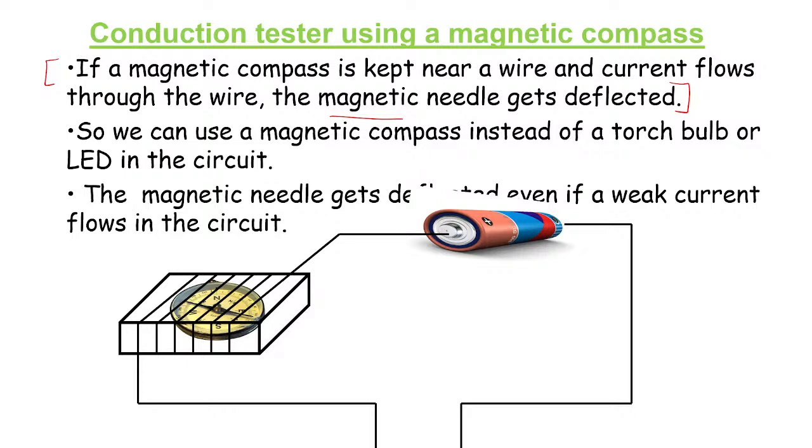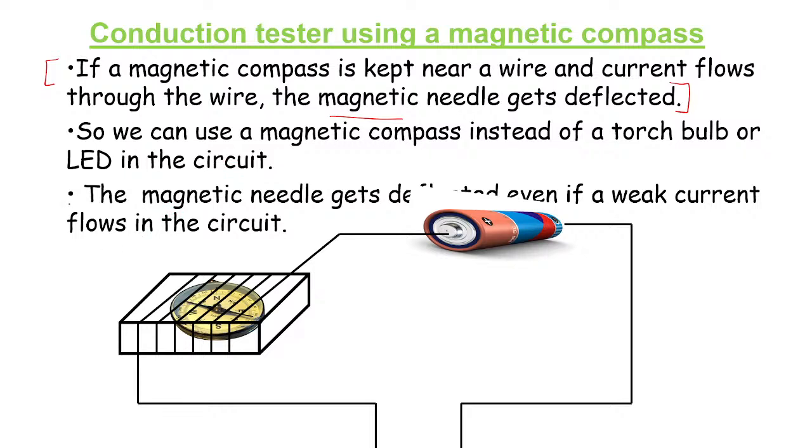And since you are keeping another magnetic needle nearby this circuit, what will happen? It will start showing the deflection. So you can use a magnetic compass to make the conduction tester. When we use a magnetic compass instead of a torch bulb or LED, such a tester is called a conduction tester using magnetic compass.